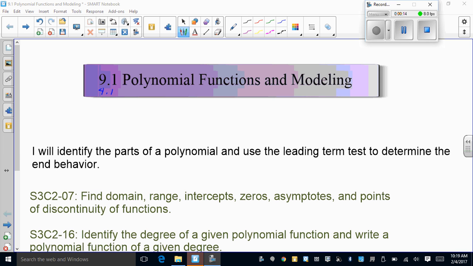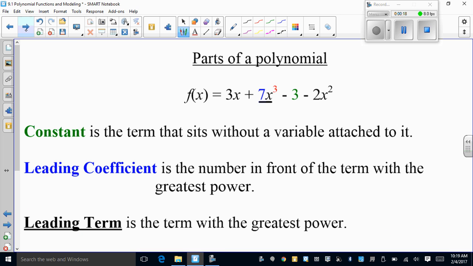So parts of a polynomial, this should be a refresher from Algebra 1-2. Your constant is the term that sits without a variable. There it is. So there's your constant. Leading coefficient is the number in front of the term with the greatest power. So this is the one here in blue, leading coefficient. Leading term is the term with the greatest power. 3 is the greatest power of all of these. This is power 3, power 2, power 1, and this has a power 0.